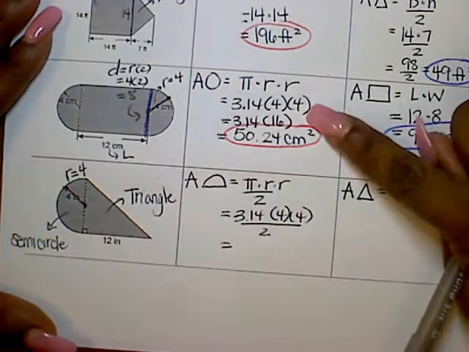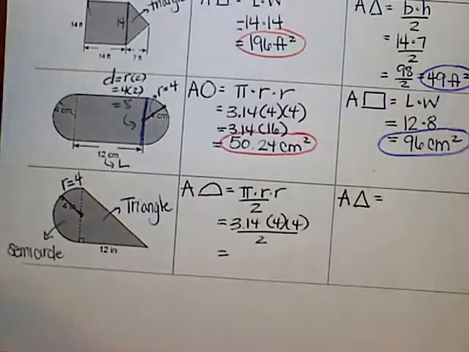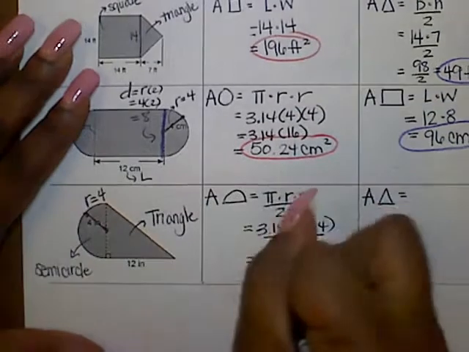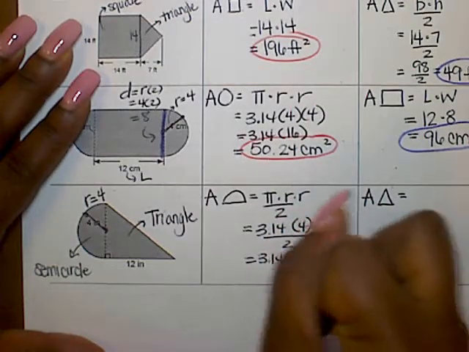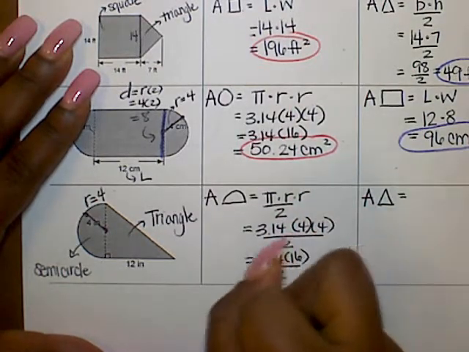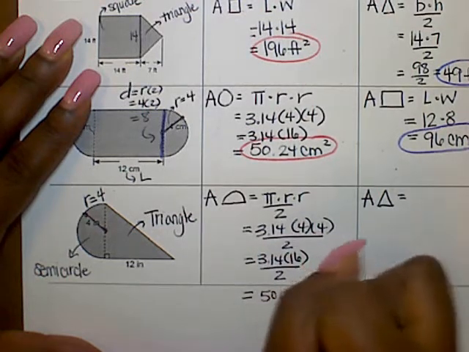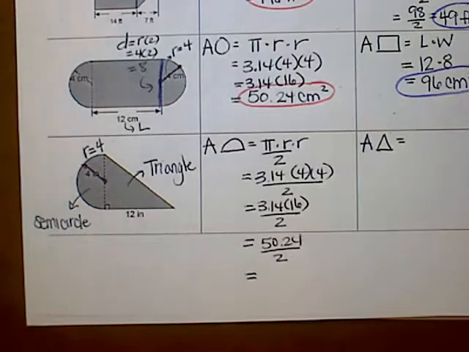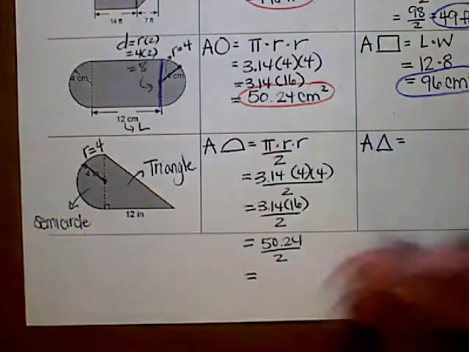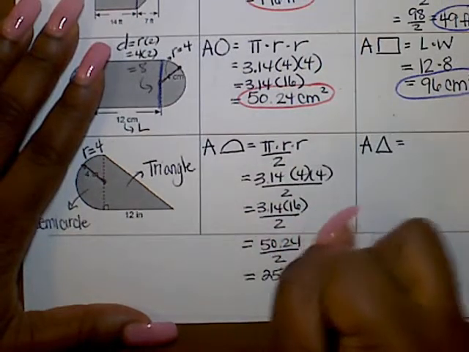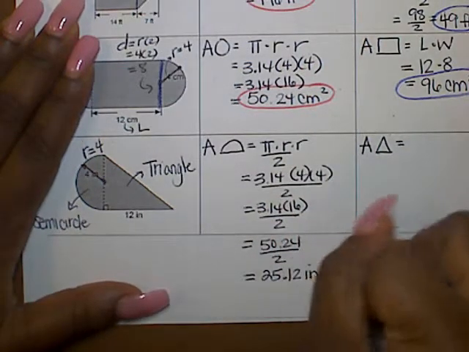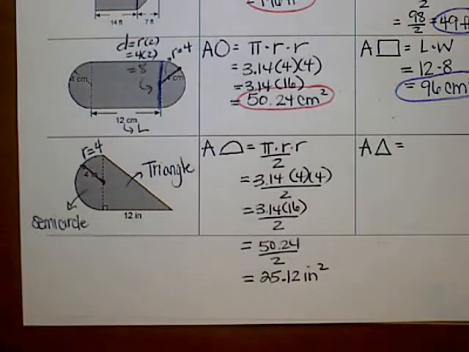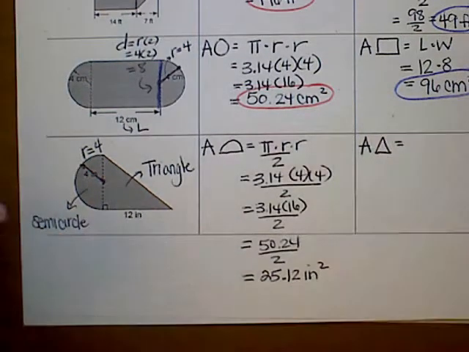And we can kind of literally copy this whole thing here, but we're just going to divide it by 2. So we have 3.14 times 16 divided by 2, which we know is 50.24 divided by 2. And so we're just going to take 50.24 divided by 2, and we get 25.12 inches squared. And now we're going to do our triangle.